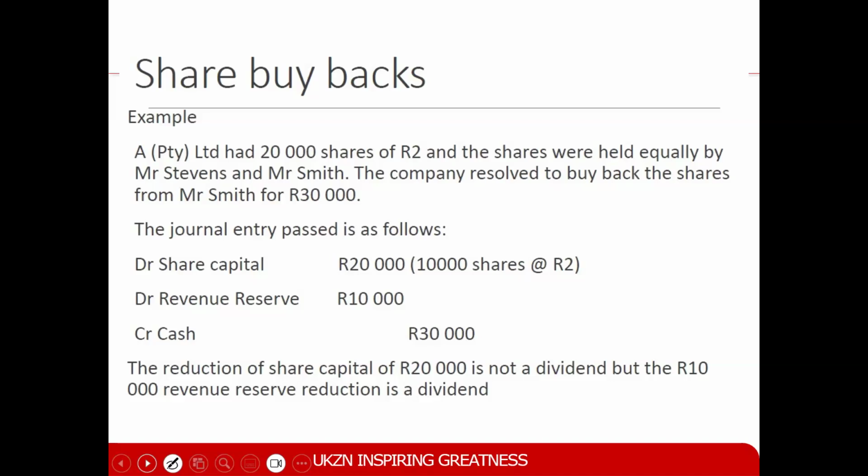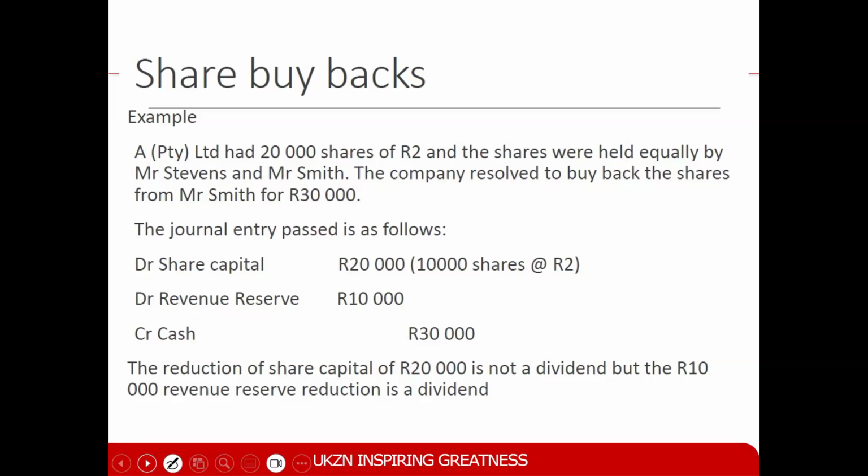But the company resolved to buy back the shares from Mr. Smith for 30,000. Now, how much was the contributed capital by Mr. Smith in this case? He contributed only 20,000, because if the shares are equally held, it means he had 10,000 shares at 2 rand, which is 20,000. But they are paying for these shares 30,000. So you'll have the debit share capital of 20,000 because they are buying back the shares from Mr. Smith. Then you've got the revenue in this case.